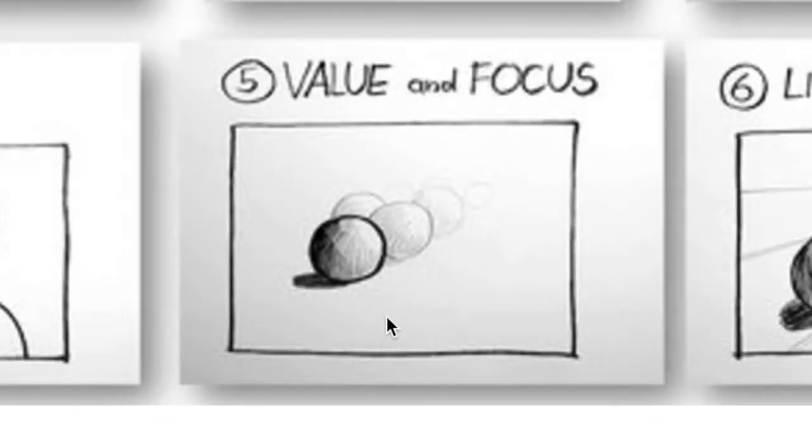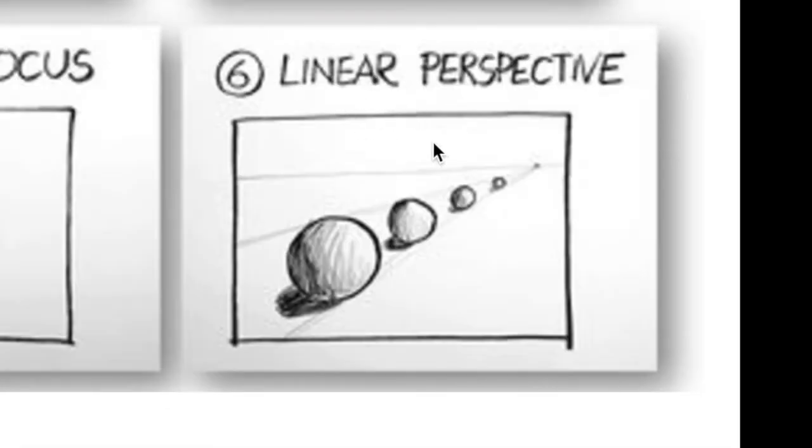If you really want to get fancy, you can use value and focus. That's just saying that something up close can usually be darker or more contrasty so that it pops out and seems closer to you, as opposed to things that are faded and farther off in the distance. And then last, the main thing we've been working on in this unit, linear perspective. So using the mathematical way of showing how large or small something can be in a space.